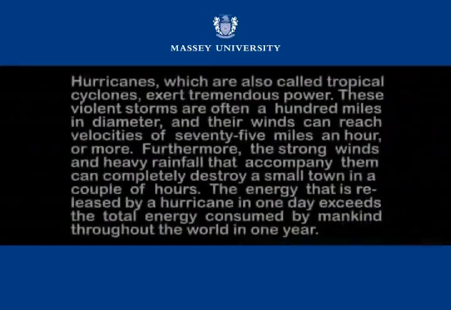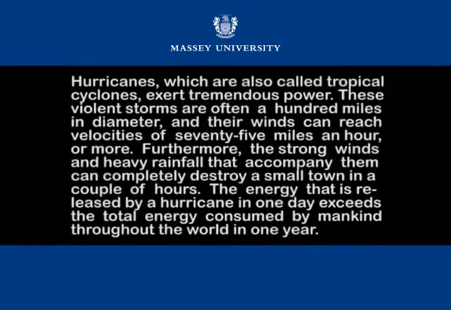Can you identify the topic sentence in this paragraph? In other words, the sentence which tells us what the main idea of that paragraph is. Hurricanes, which are also called tropical cyclones, exert tremendous power. These violent storms are often 100 miles in diameter, and their winds can reach velocities of 75 miles an hour or more. Furthermore, the strong winds and heavy rainfall that accompany them can completely destroy a small town in a couple of hours.